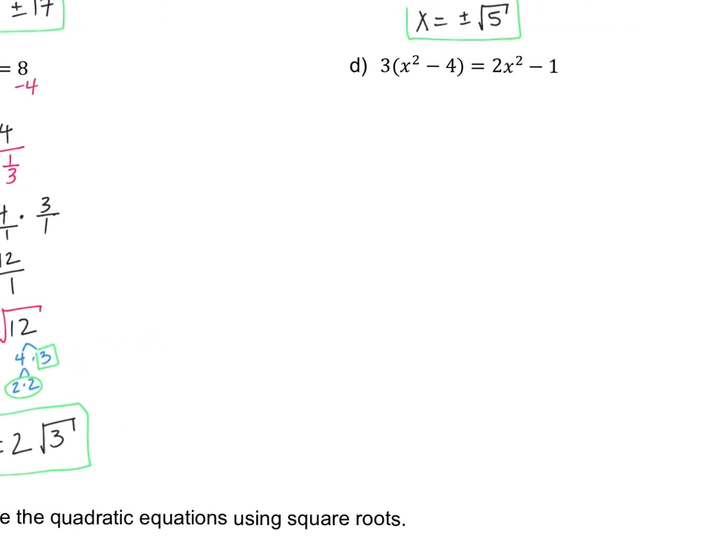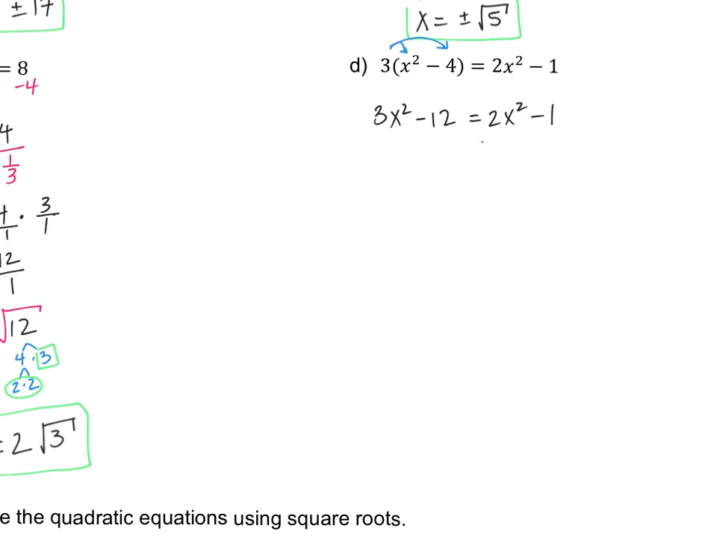All right, for D here, I'm trying to get this x squared by itself, but there's a lot of things moving around. So I notice there's a 3 in front of a parentheses. There's no exponent on this parentheses here. So I can distribute this 3 inside, which would give me 3x squared minus 12, 2x squared minus 1 on the other side. So what I notice next is that I have x squares on both sides. It would be great if I could just have one side to be x squared and one side to be numbers. So that's what I'm going to do.